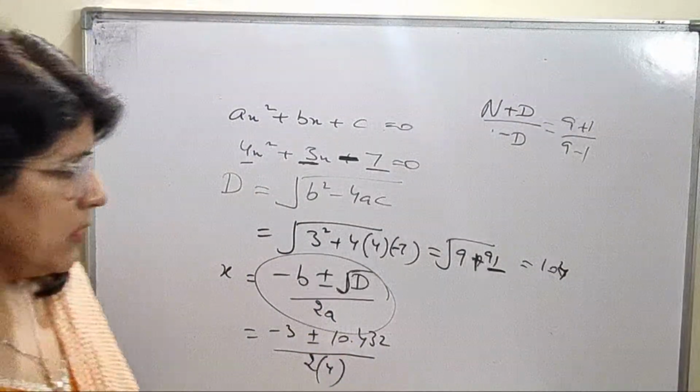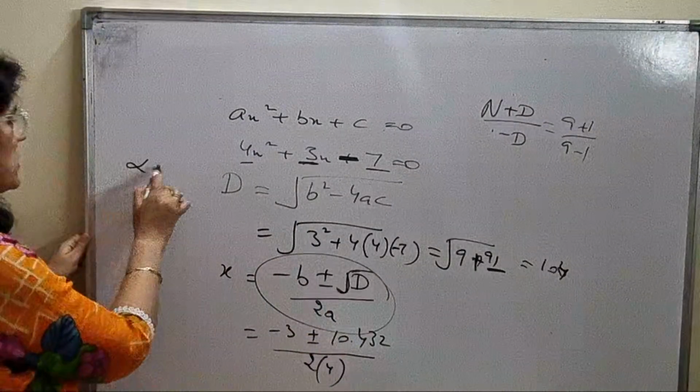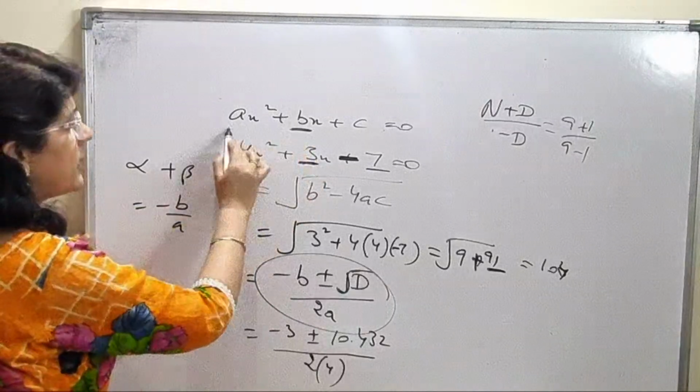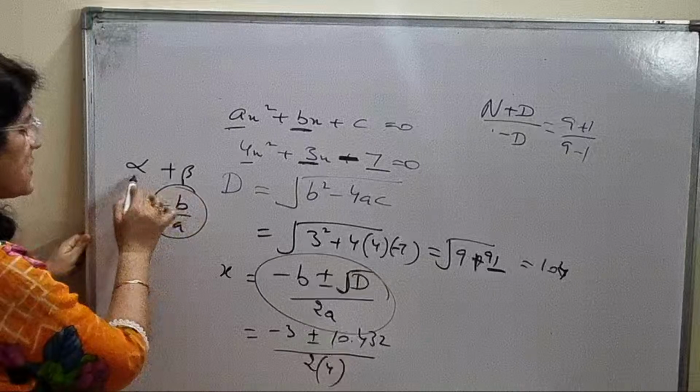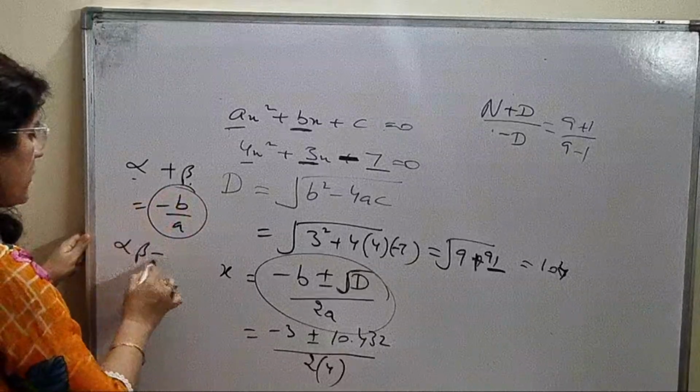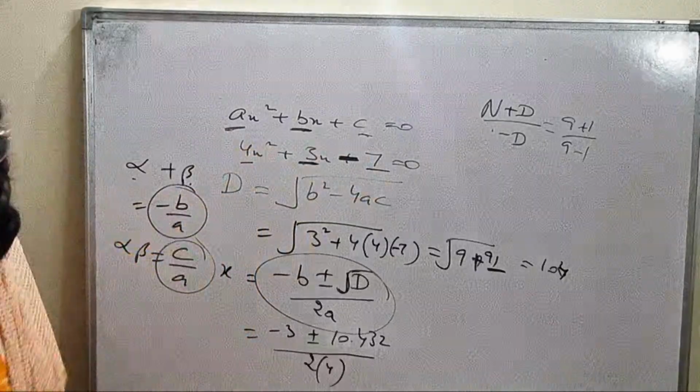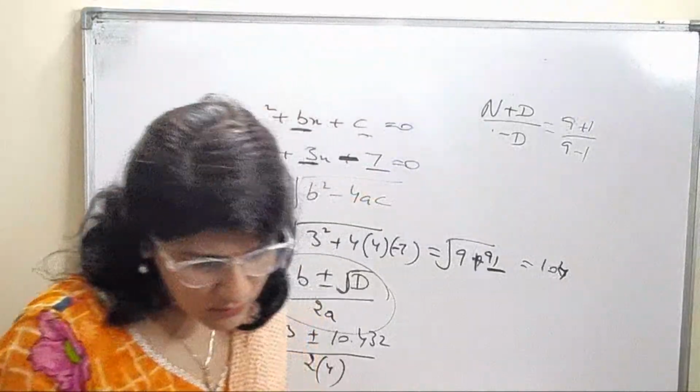Alpha, beta. If alpha beta is given in the question, then alpha plus beta is equal to minus b upon a. So this is b and this is a. Minus b upon a is the sum of these roots and the product of roots is c by a. C by a is this c and this a. So these are very simple questions.